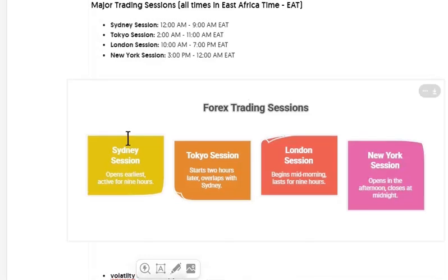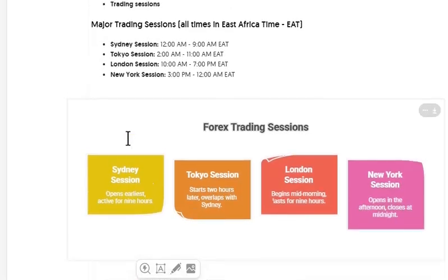Now, in East African time, for instance in Kenya, the Sydney session opens at 12 a.m. and closes at 9 a.m. The Tokyo session opens at 2 a.m. and closes at 11 a.m.